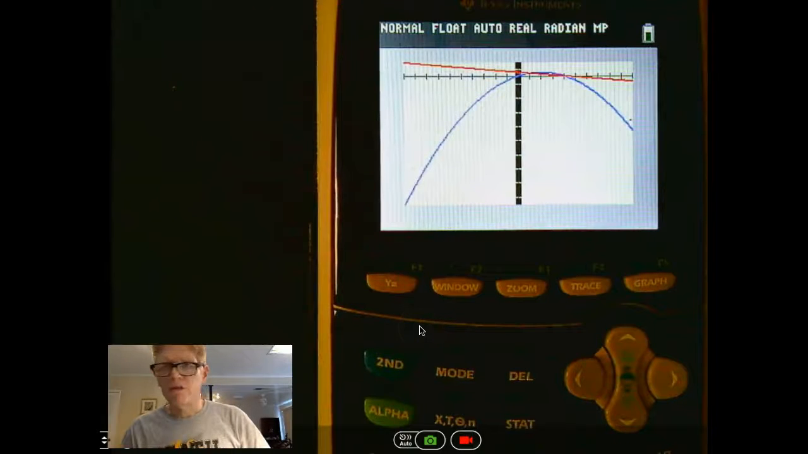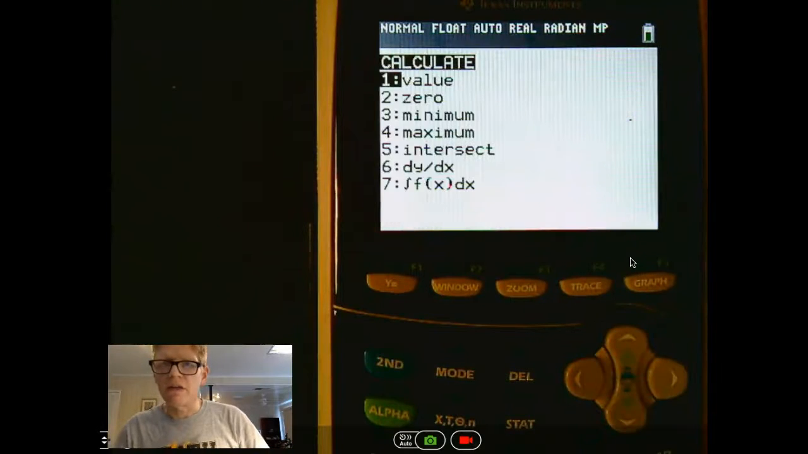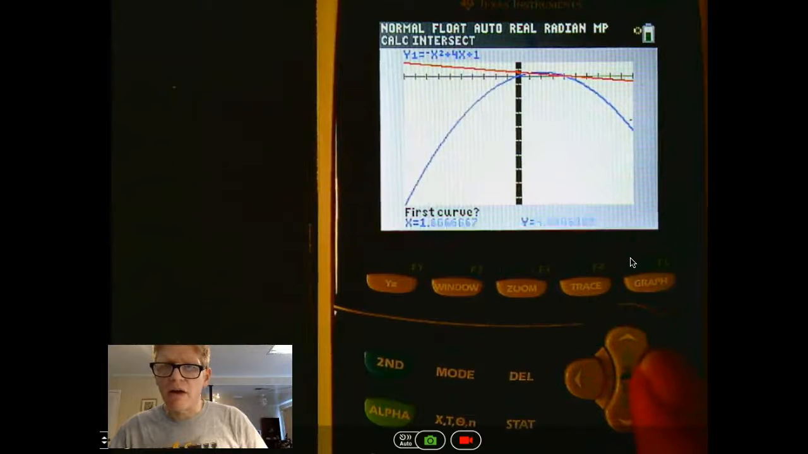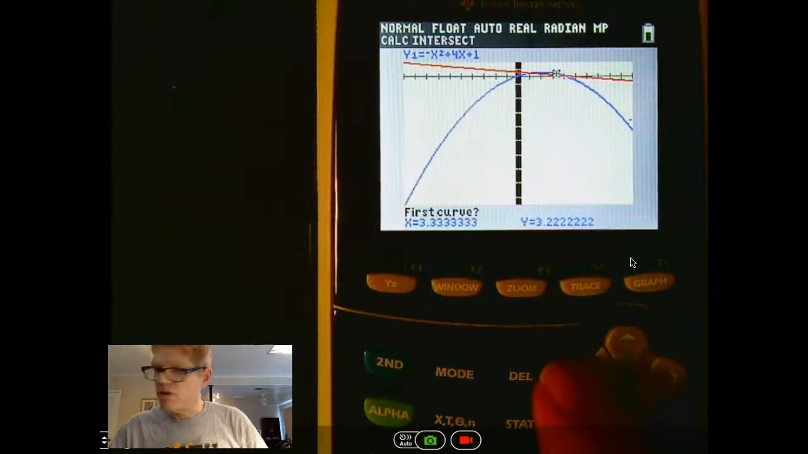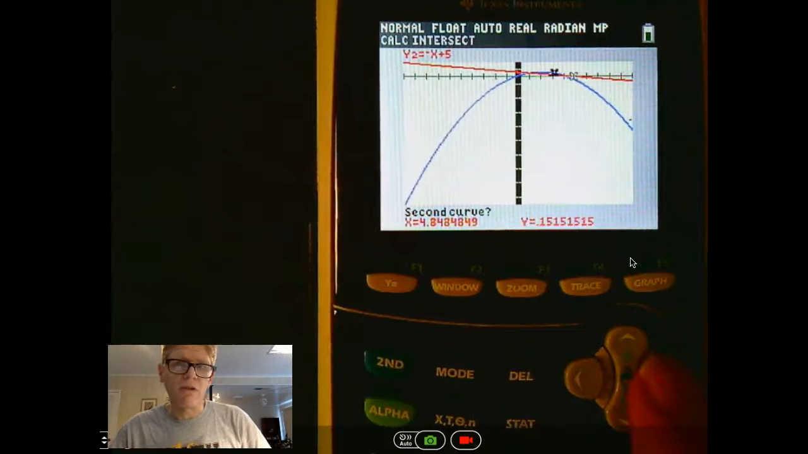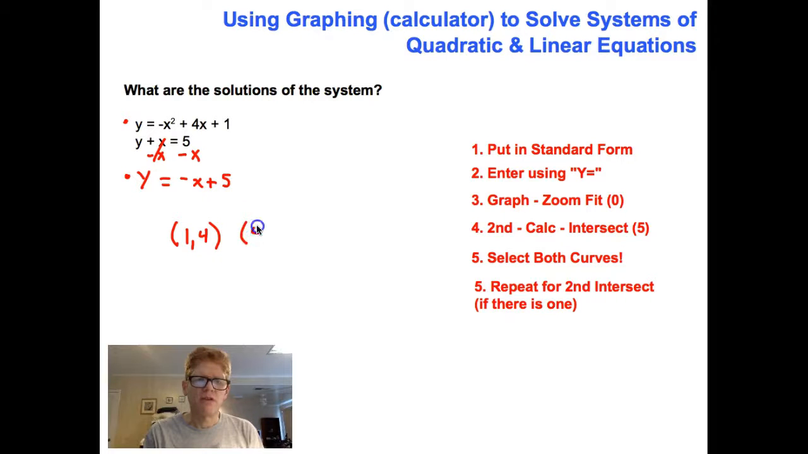And now we need to find our second solution, our second intersection point, and we're going to go ahead and press second and trace, or calc, again. We'll choose 5 for the intersect. This time we're going to move along the arc of our parabola, and we're going to move over to just before that next intersection, and press enter. It's going to highlight the second curve, the line. Even though it says it's a curve, it's actually a line. We just call all things that are graphed curves. And there you go. You get 4, 1. So our second solution is 4, 1.